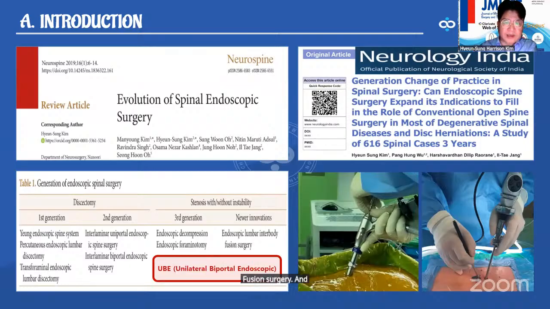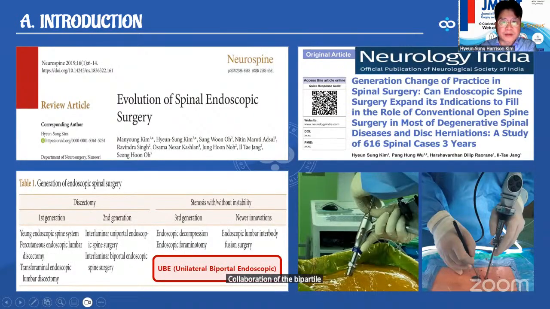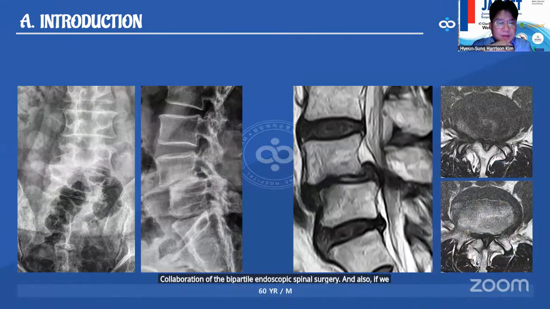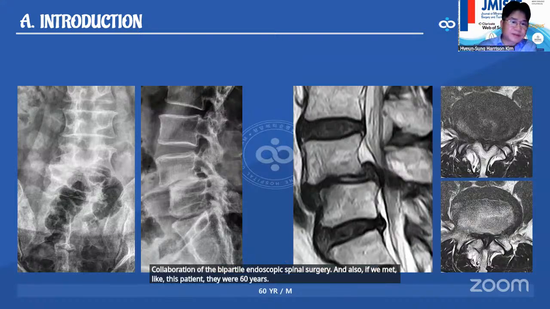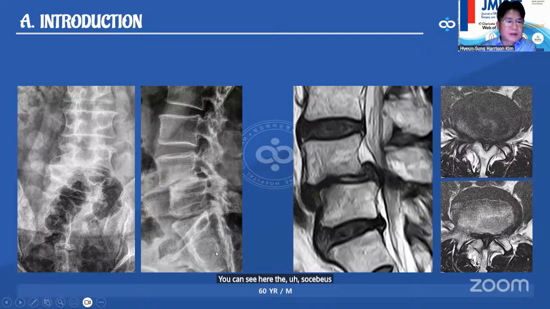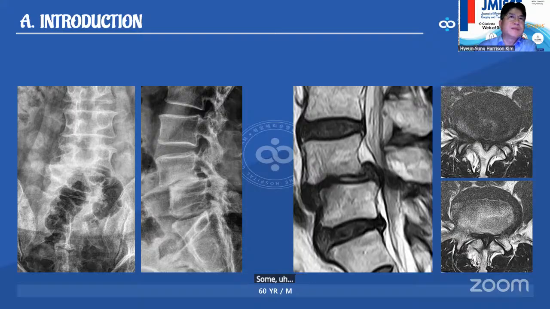It is also not only developed by the uniportal, but also developed with some collaboration of biportal endoscopic spinal surgery. And if we meet a patient like this, a 60-year-old male with severe disc collapse, you can see here severe spinal stenosis and spondylolisthesis together. In that situation, many doctors will think about how to solve this problem.